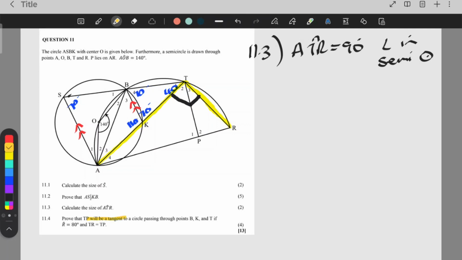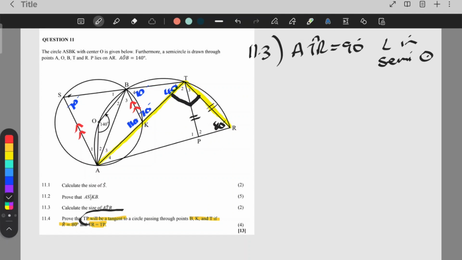Okay, 11.4 says, prove that TP will be a tangent to the circle passing through the points B, K, T, if R is 80 and TR is equal to TP. Okay, so let's quickly put in R is 80. So angle R is 80. So it's this one over here. So that's given now. This angle is 80. And TR is equal to TP.